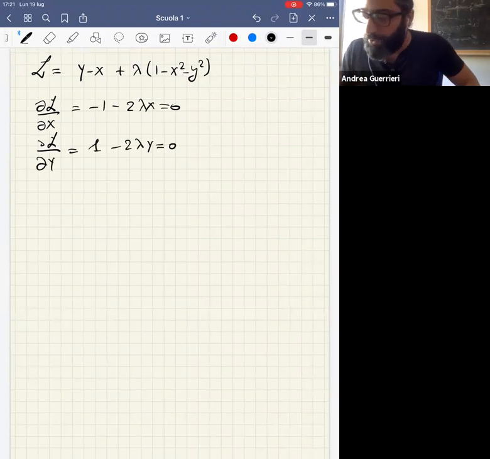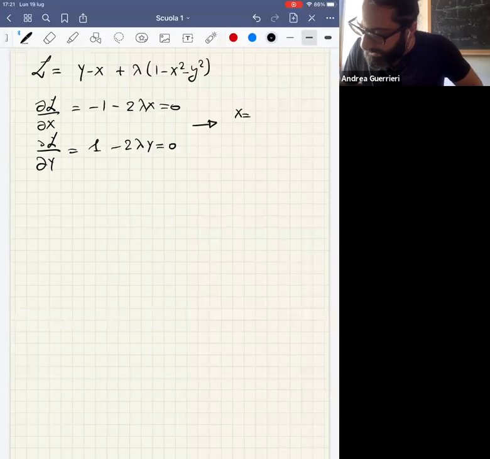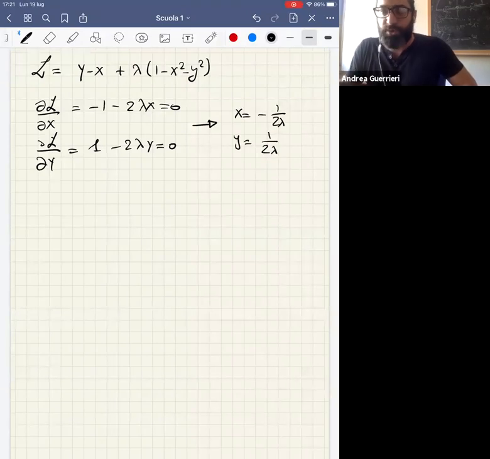Okay, so you see, after the first extremization, we take the sup. This is the sup, because if you take the second derivative, you will get a Hessian that is negative definite. So this is just x equals -1 over 2 lambda, y equals 1 over 2 lambda. If I plug this solution inside the Lagrangian, it does not depend anymore on the primary variables x and y.